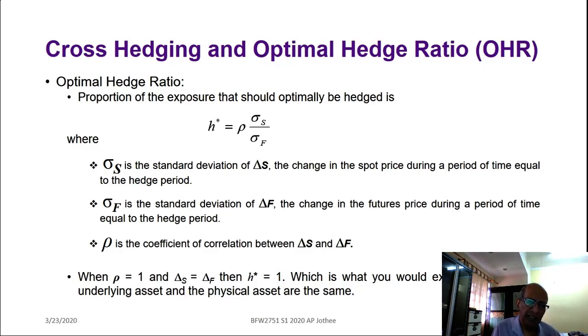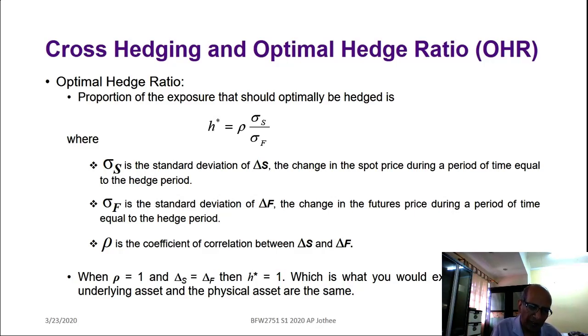The small sigma s is the standard deviation of the change in the spot price of that particular asset which you want to hedge, the change in the spot price during the period of the hedge time. And the small sigma f is the standard deviation of the change in the futures price of the futures contract which you're going to use for hedging this particular physical asset. And this rho, it's not a P, it's a rho, is the coefficient of correlation between the changes in the spot price and the changes in the futures price.